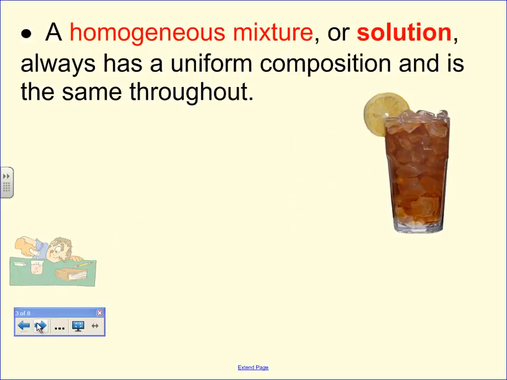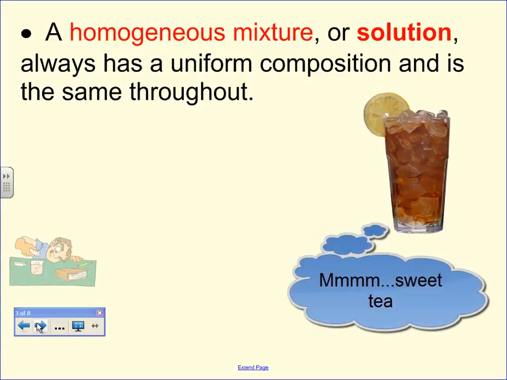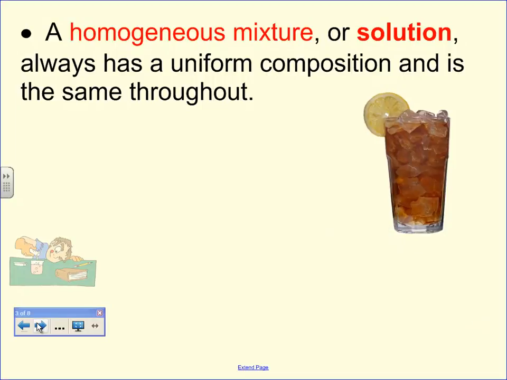If it is a mixture where everything is the same throughout, that is what we call a homogeneous mixture or a solution. It always has a uniform composition. It's always the same all the way throughout. And of course, my favorite example is usually something like sweet tea. If it's blended right, at least, everything is the same all the way throughout it. There's nothing different about it at any point.